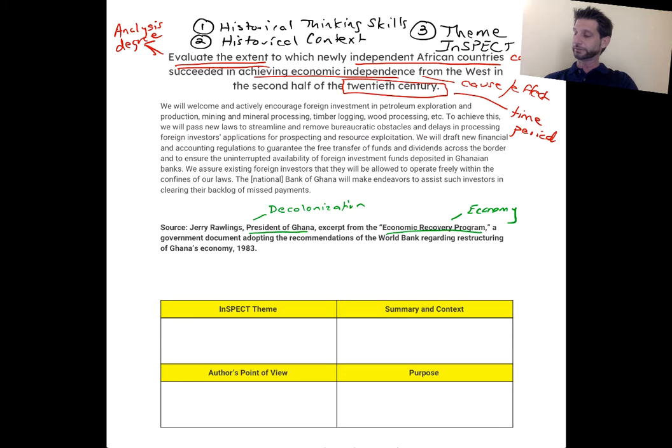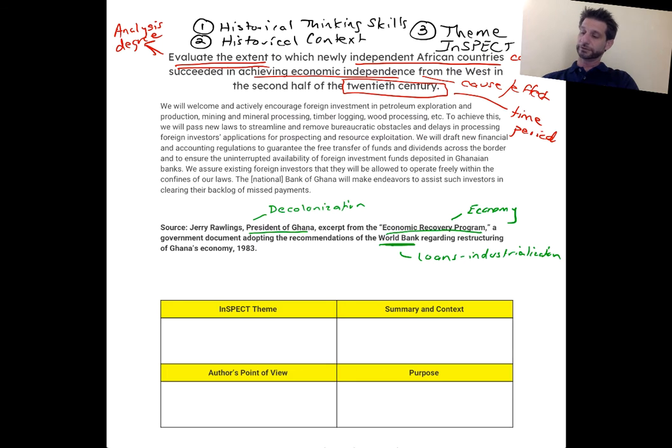A government document adopting recommendations. That's important. World Bank. Is there anything I can remember about the World Bank? Yeah, I remember that they give out loans, and I know those loans have to do with industrialization. So already I know a lot about this passage. I haven't even read the passage, and I already know a ton about it just from the context clues that are given.